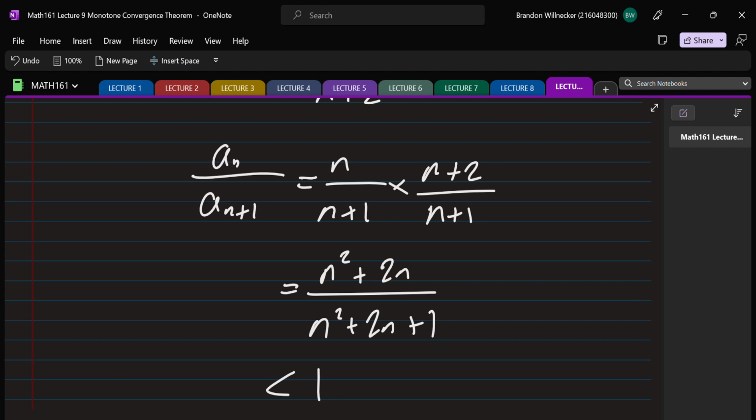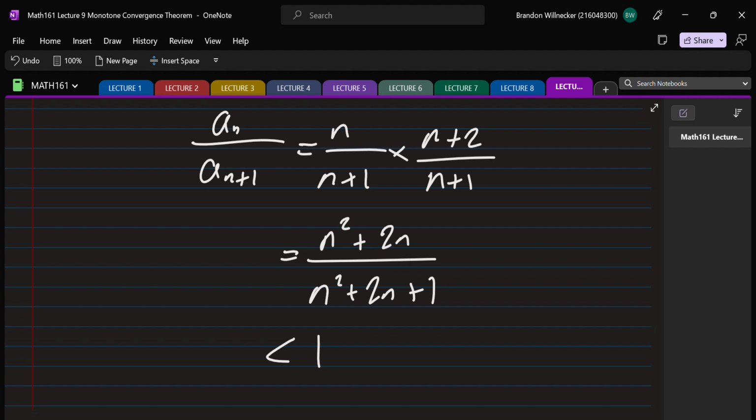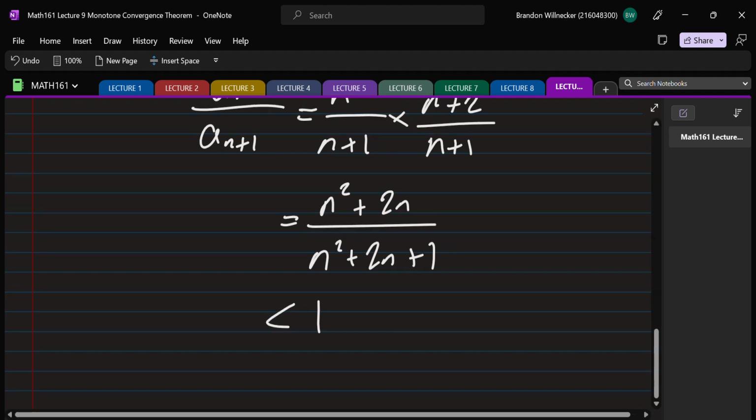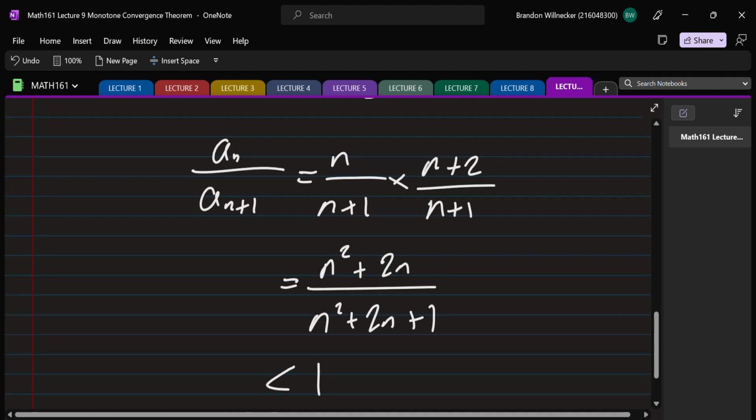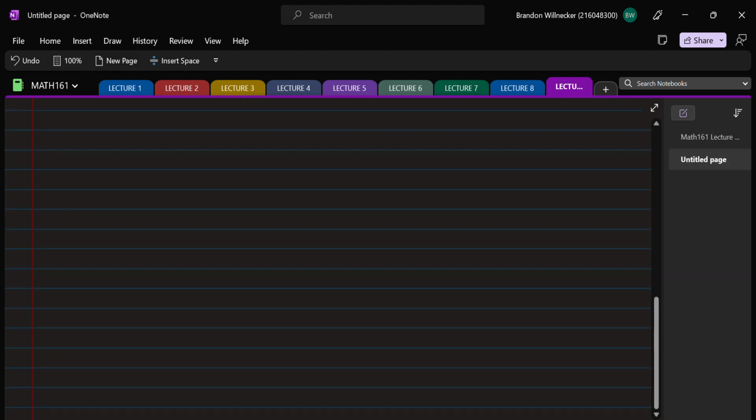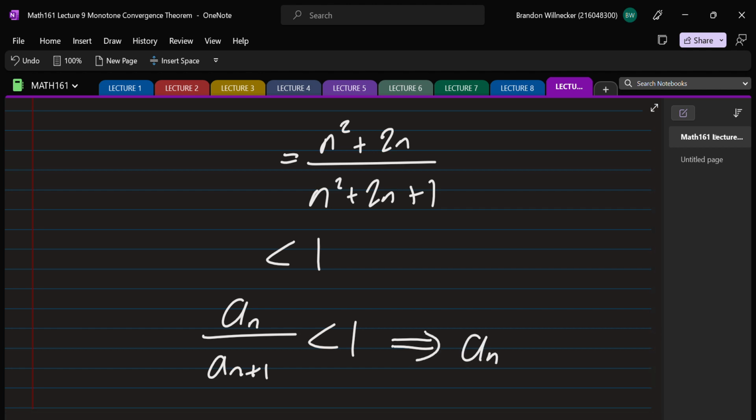Yeah, plus 1, good. But the idea is the same, so it's still bigger. It's bigger by 1, but it's still bigger. Okay, so again, it's less than 1. So what we have is a_n over a_n plus 1, that's what we had at the beginning, is less than 1. But we can just multiply both sides by that denominator. We get a_n is less than a_n plus 1. So that means the next term is bigger than the previous term, which means it's increasing.